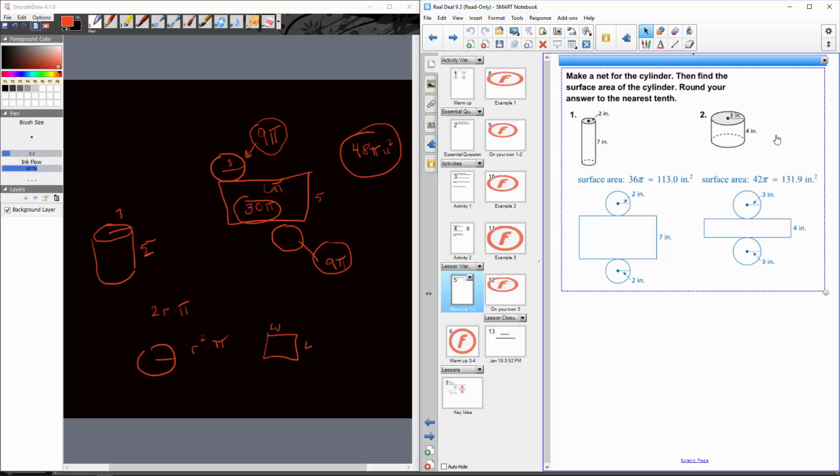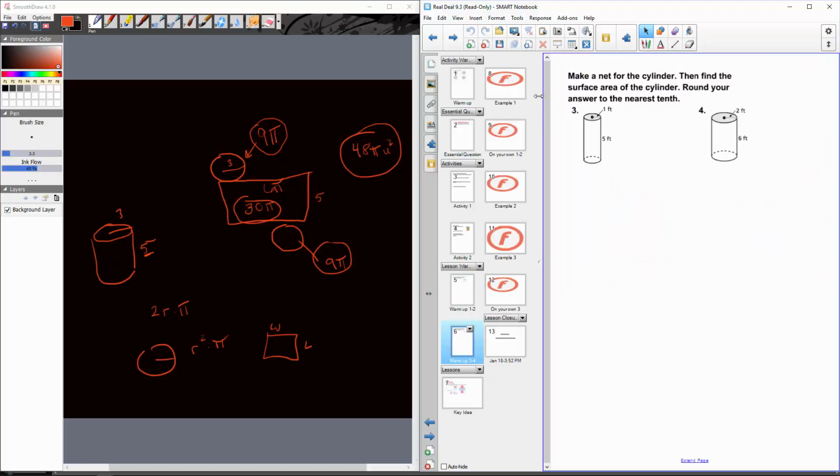Same thing here. It's the same exact steps. So now try doing this, where you make the net, and then you round to the nearest tenth. Pause the video and try it out.